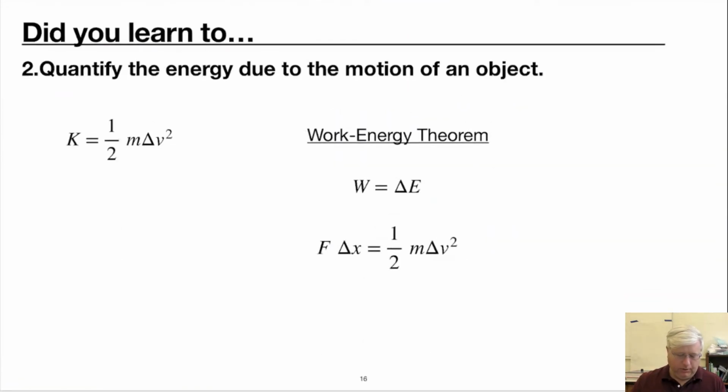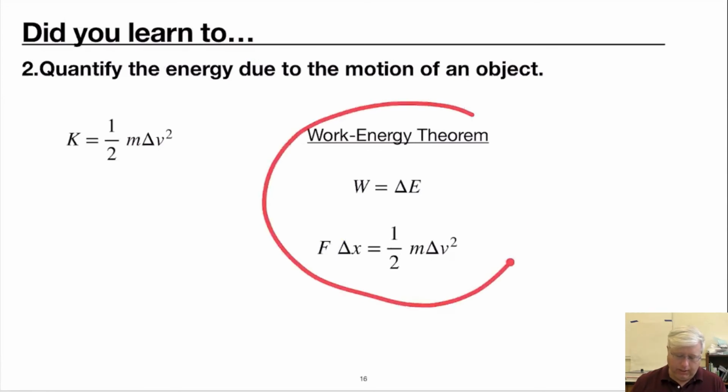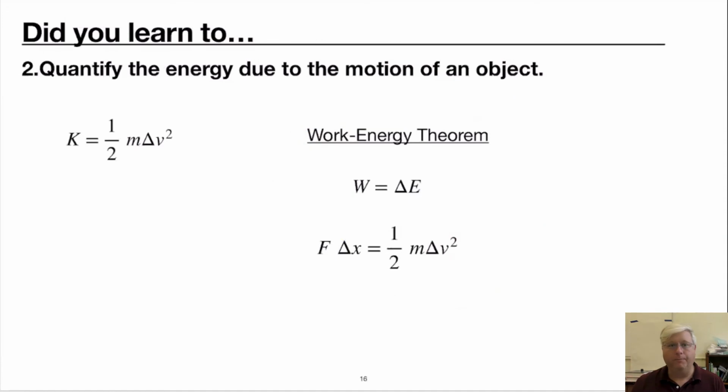And did we learn to quantify the energy due to motion of an object? Well, we found that kinetic energy of motion is 1/2 of the mass times the change in velocity squared. We also saw that work and energy were related. They're essentially the same thing. And so we can write the work energy theorem as work is equal to change in energy, or work is equal to change in K. And another way to write that: work is force times displacement and equals also the change in kinetic energy.